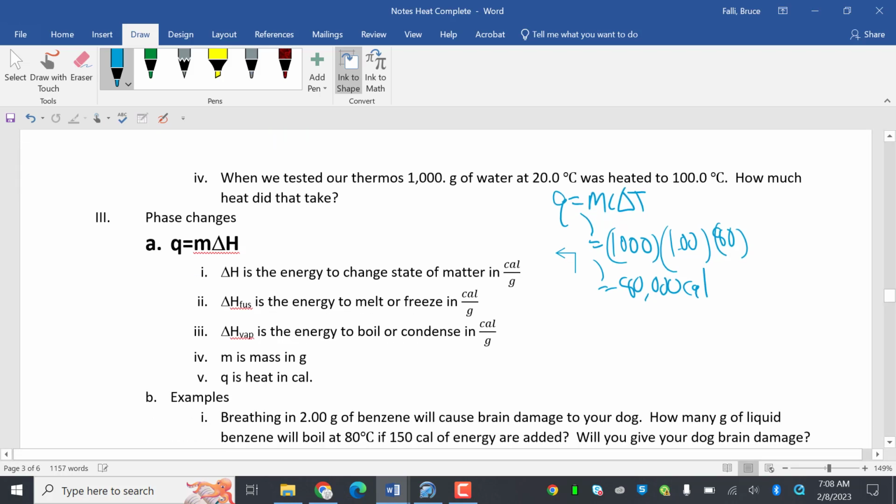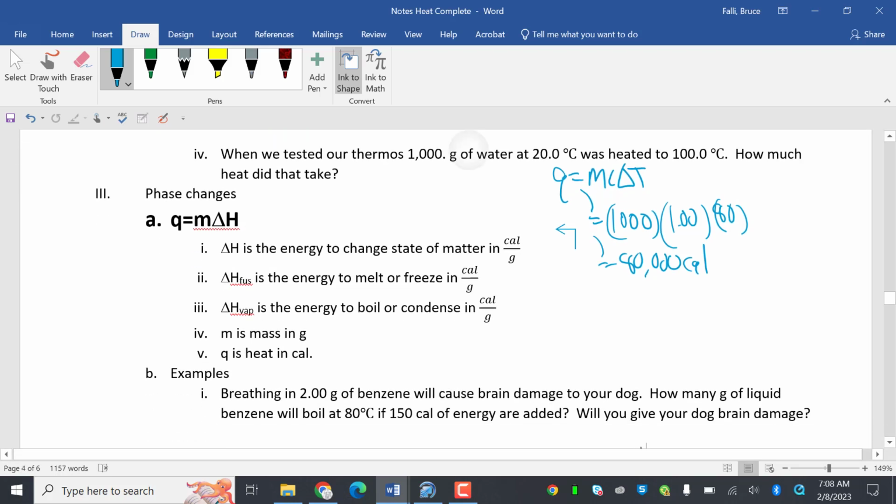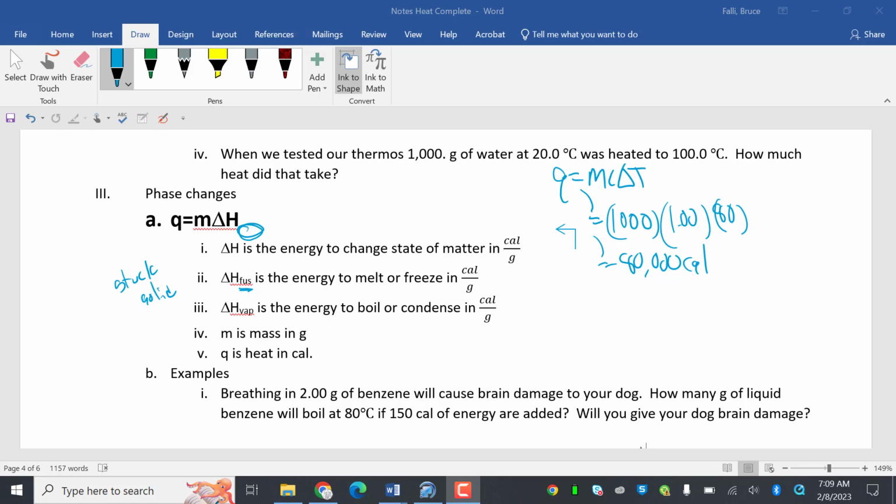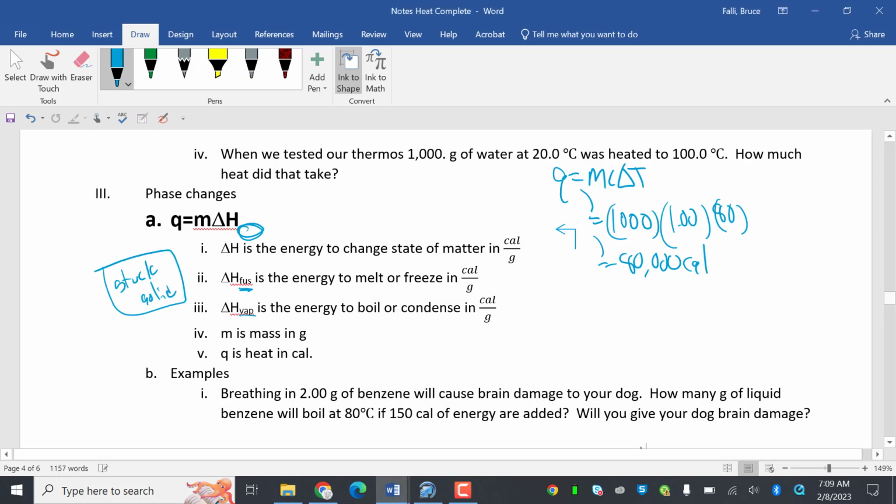Okay, so phase changes. Q equals M delta H is going to be something. Delta H is the energy change of the state of matter in calories per gram. Delta H fusion is energy to melt or freeze. So fusion means stuck solid. If you fused your finger to your head with super glue, it would be stuck solid. Your finger would be solidly stuck to the fuse.